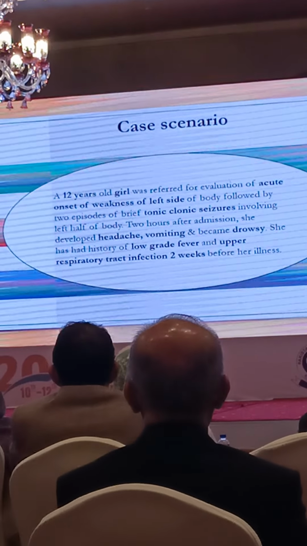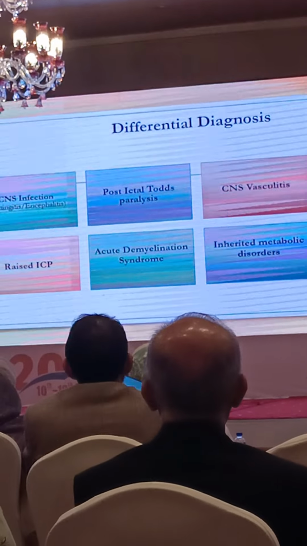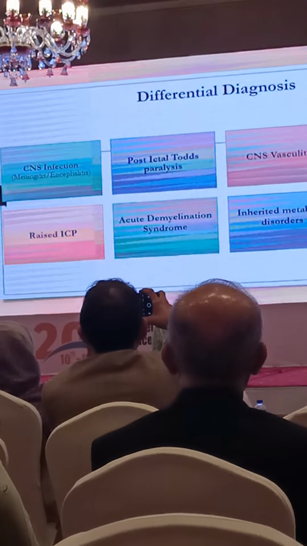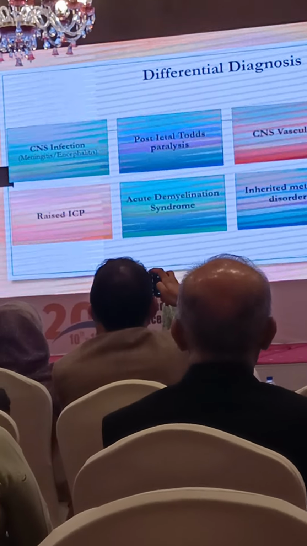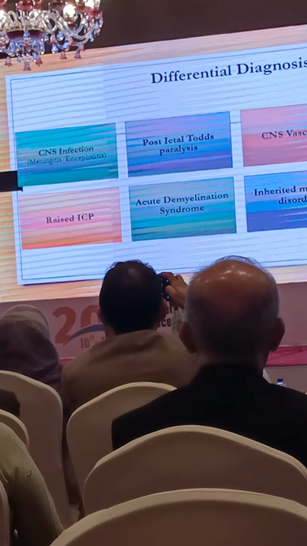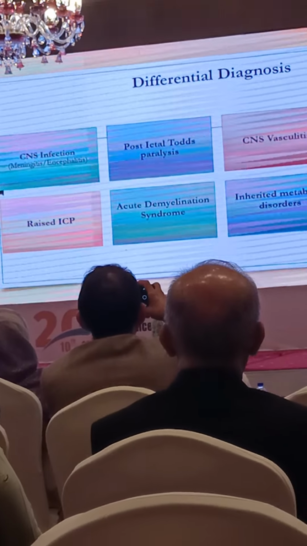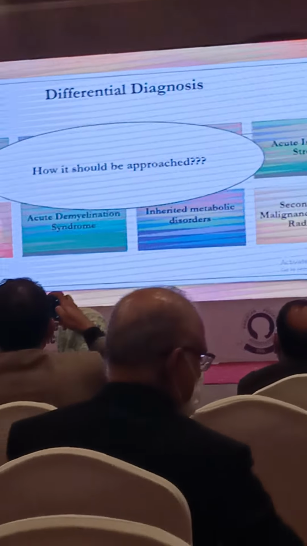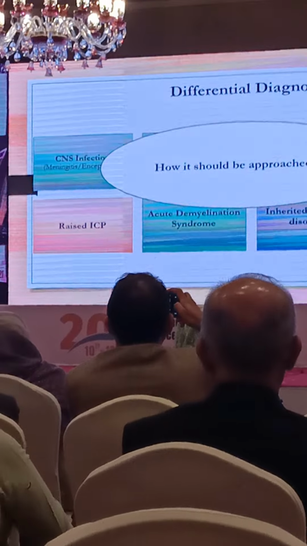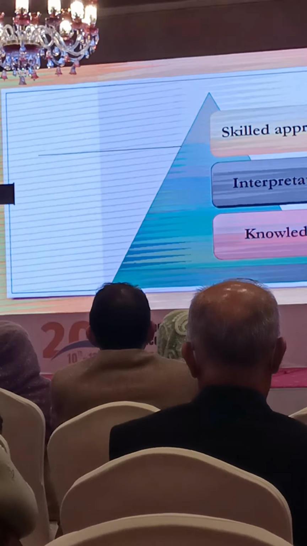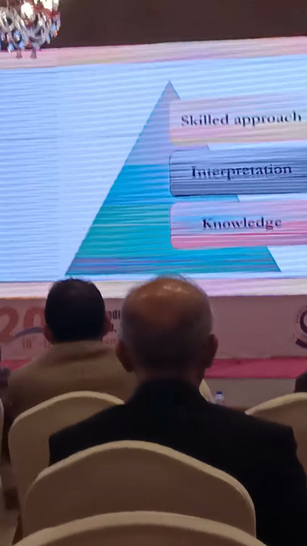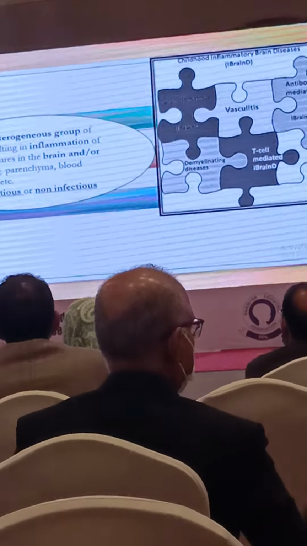So what would be the possibilities? These are the differential diagnoses. You can appreciate this is the whole of neurology. Not only neurology but also systemic causes of raised ICP could be the possibilities. So with such a broad clinical presentation, what would be the approach? This needs a scaled approach based upon sound clinical knowledge and careful interpretation of the signs and symptoms.